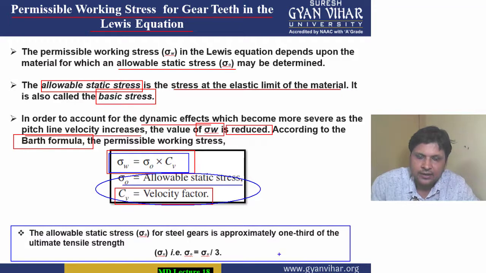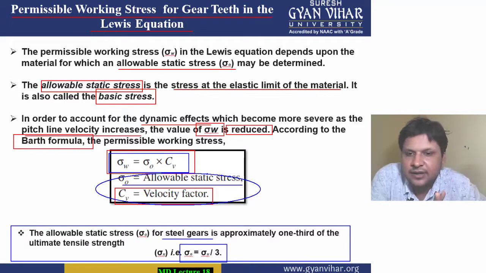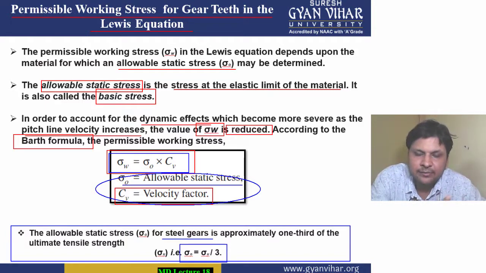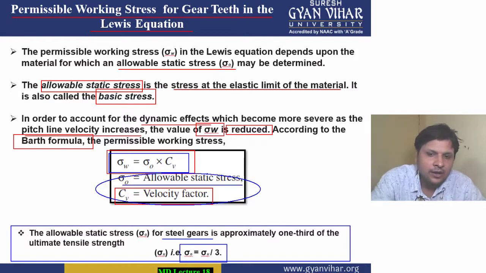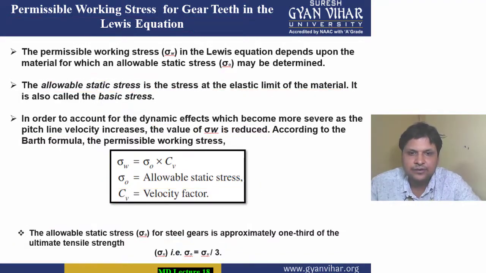If the material is steel, then directly you can take the value of allowable static stress as 1/3 of ultimate tensile stress. The value of allowable static stress in the case of gears made of steel is 1/3 of the ultimate tensile strength of steel. Mathematically, sigma naught is equal to sigma u divided by 3. So this is the permissible working stress for gear teeth in Lewis equation.